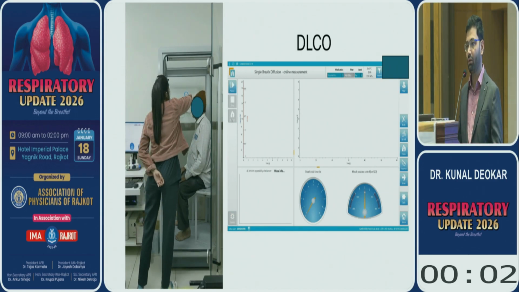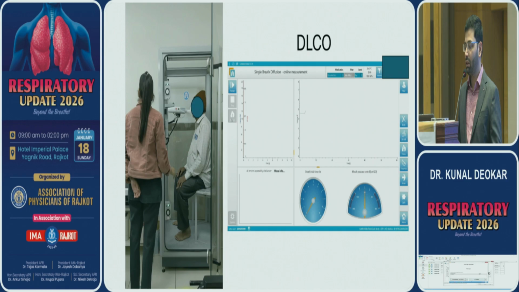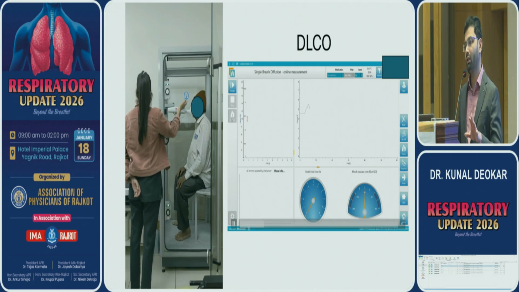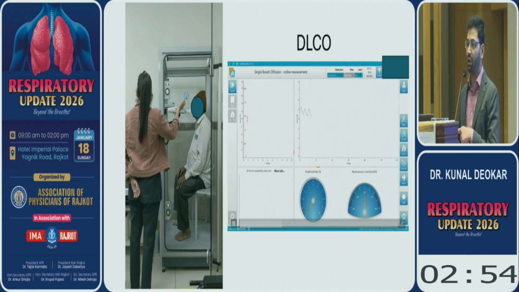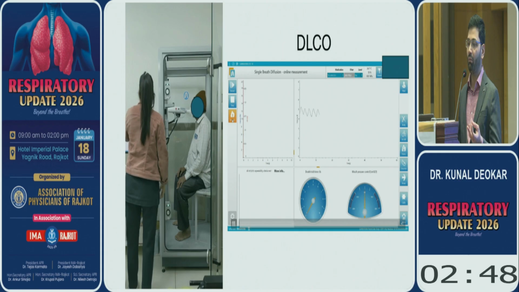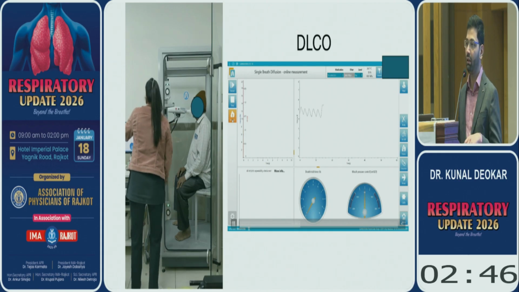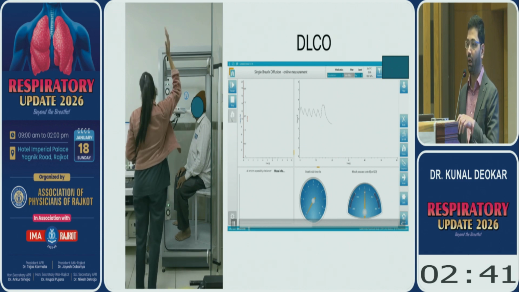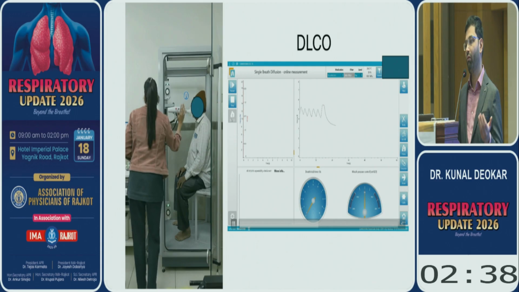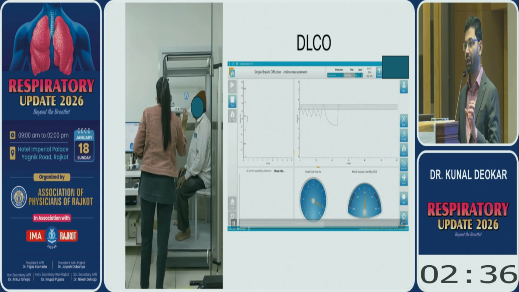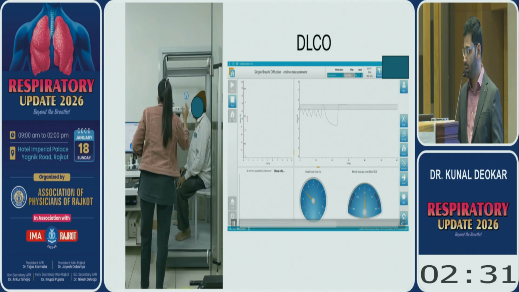This is how a DLCO is performed. The patient has to sit with a mouthpiece in his mouth, and initially do normal tidal breathing, and then he has to expire, take a deep breath, do a breath hold for 10 seconds and then expire. Once the patient inspires, the gas mixture which contains helium and carbon monoxide, the patient inhales it. During breath hold, there is equilibrium attained, and there is diffusion of carbon monoxide, and when the patient expires, this expired gas is collected by the gas analyzer, and from that we get the values of DLCO.